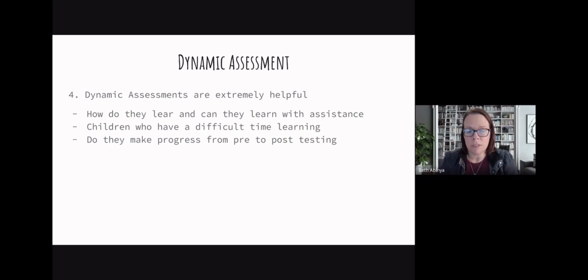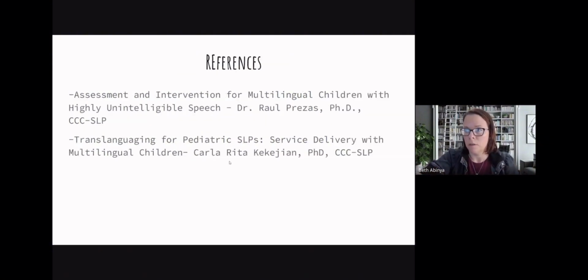Children who have a difficult time learning are usually the kiddos that we need to help, but also, dynamic assessment is assessing, treating, assessing. So do they make progress from your pretest to your post-test, in between? Do they make progress when you retest them? So we want to check on that.